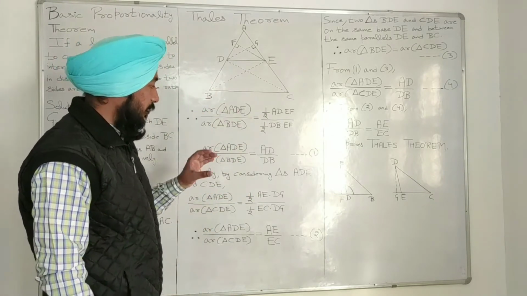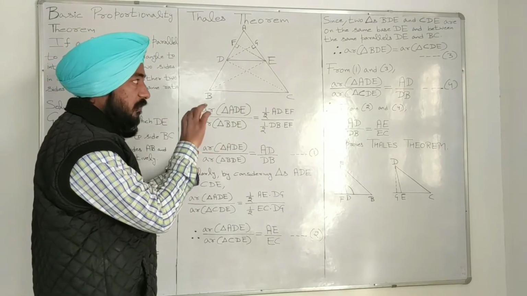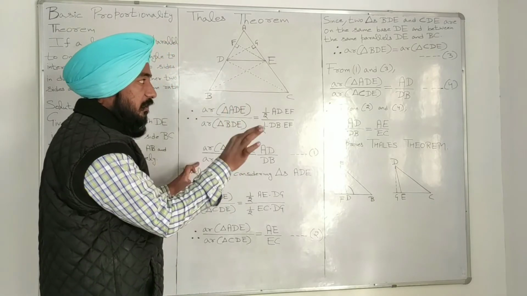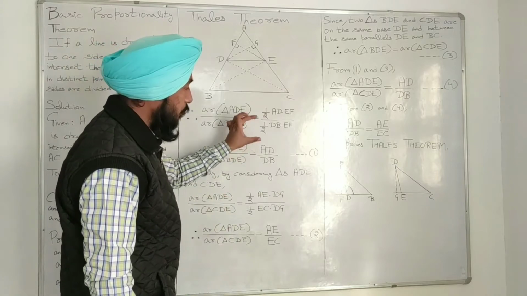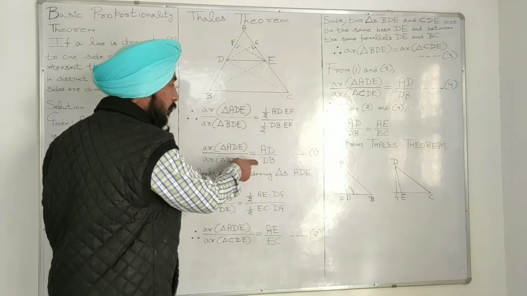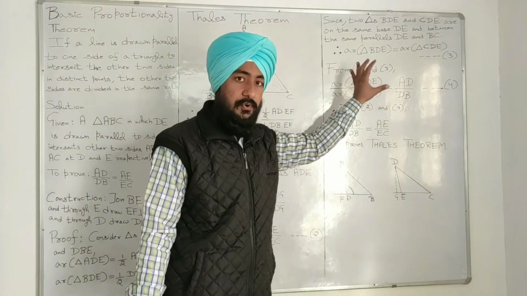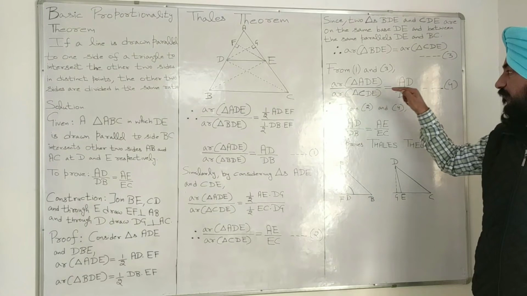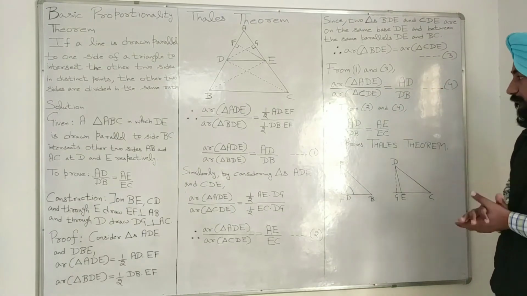So from 1 and 3, area of triangle ADE in the numerator, it is same, and upon area of triangle CDE, so I have replaced this area of triangle BDE with the area of triangle CDE using the third equation, is equal to, the right hand side is same, AD upon DB. Name this as equation number 4. Area of triangle ADE upon area of triangle CDE is equal to AD upon DB. This is the equation number 4.